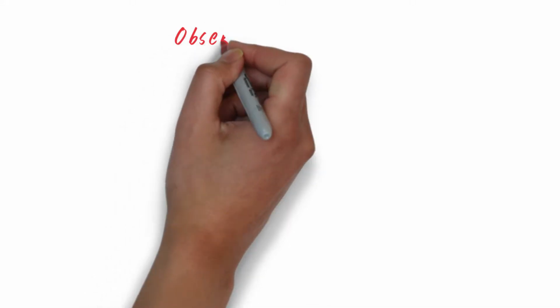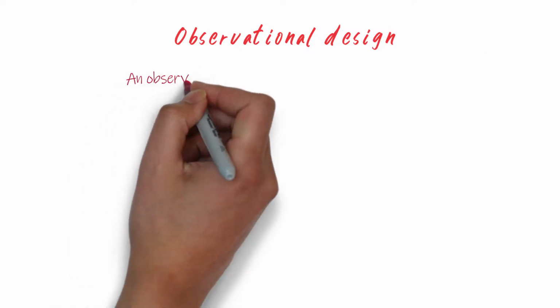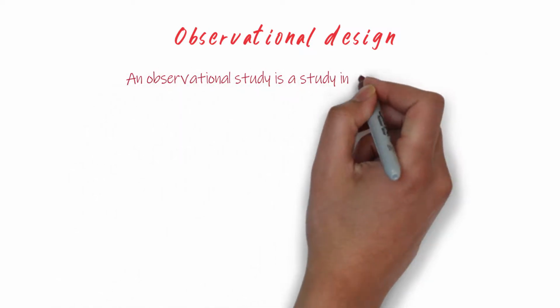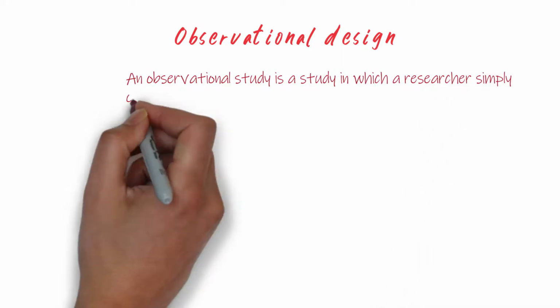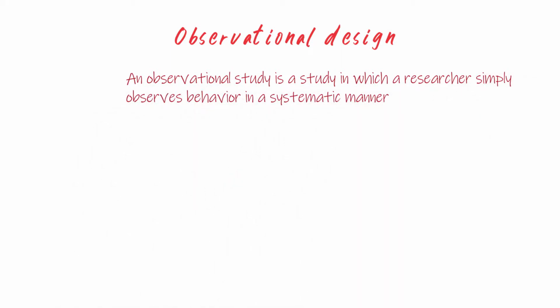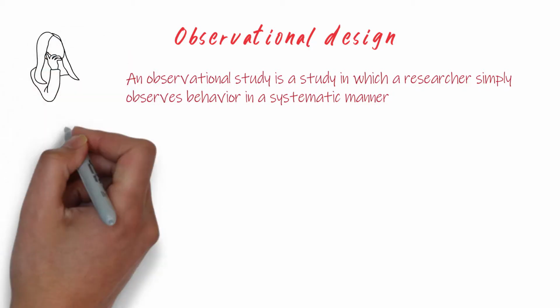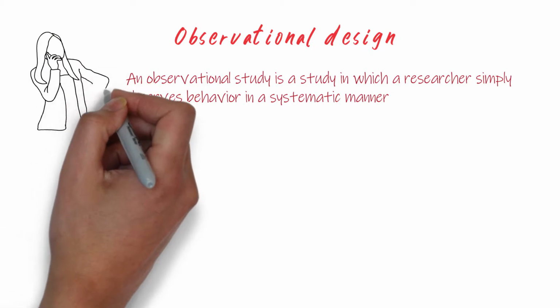Hey, today we are going to talk about research designs. We will start with observational design. An observational study is a study in which a researcher simply observes behavior in a systematic manner. A simple observational study would be a survey. For example, asking people to fill in a survey about time they spend on smartphone at work.